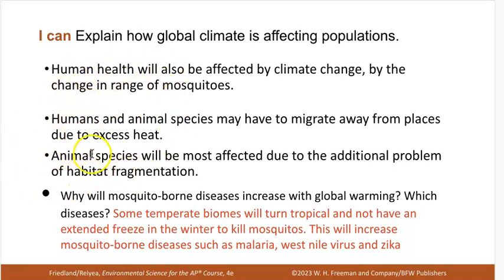I apologize for that. Let's just talk a little bit about mosquito-borne diseases. Some temperate biomes will turn tropical and not have an extended freeze in the winter to kill mosquitoes. This will increase mosquito-borne diseases such as malaria, West Nile virus, and Zika. All right, so I just talked about that, but that's the more formal explanation. And that is it for 9.4 and 9.5.